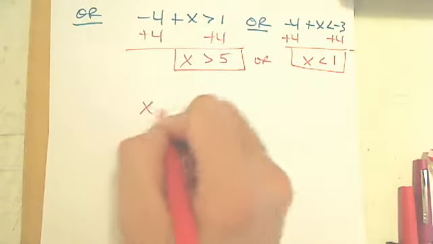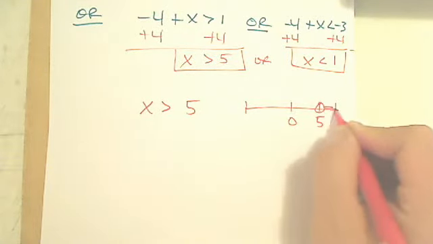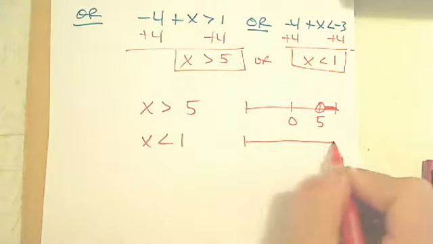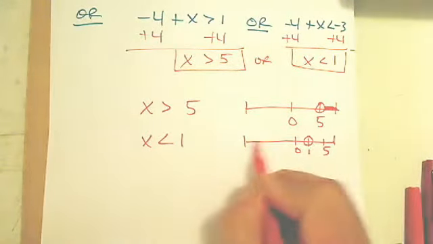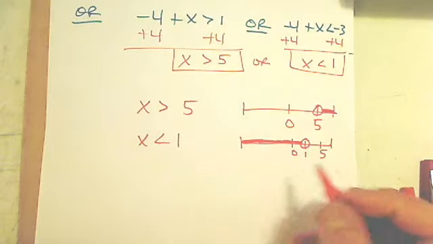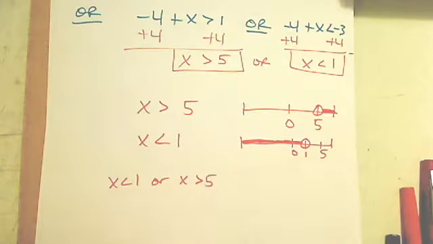Okay. X is greater than 5. Good. 0 in the middle. 5. Open. Shade. Right. Now, questions on how I got that shading? Deal with it. X is less than 1. Same graphs. 1 is over here. 5 is over here. How do we shade 1? Do they ever overlap? Just physically, do they ever overlap? They don't. So your statement here would be x is less than 1 or x is greater than 5.